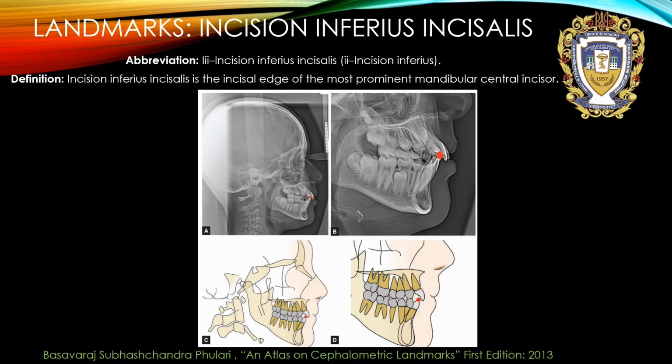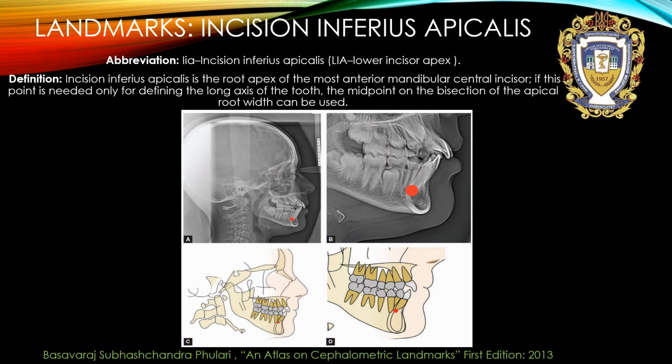Incision inferius incisalis is the incisal edge of the most prominent mandibular central incisor. Incisor inferius apicalis, apex of lower central incisor, is the root apex of the most anterior mandibular central incisor. If this point is needed only for defining the long axis of the tooth, the midpoint of the bisection of the apical root width can be used.